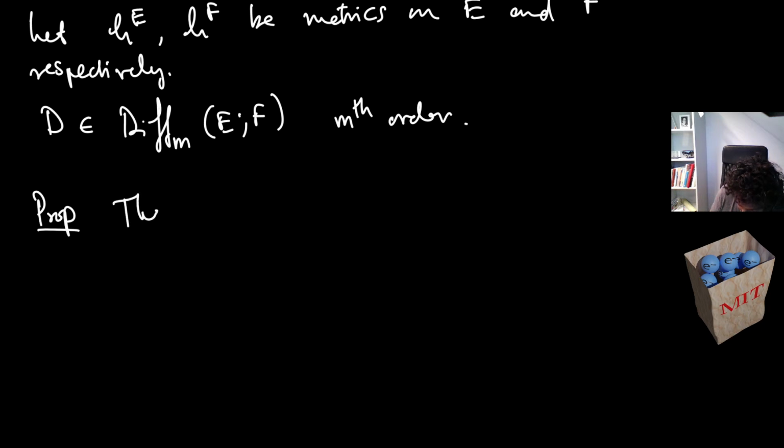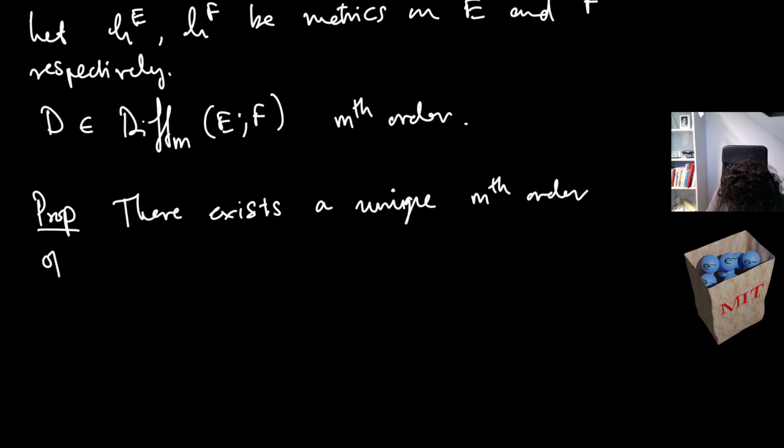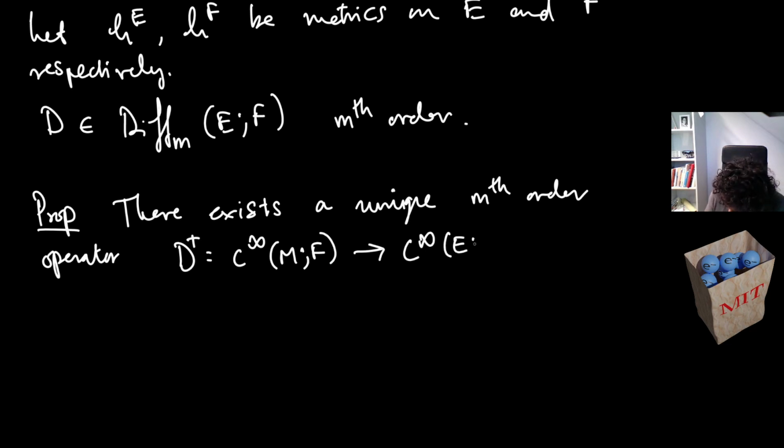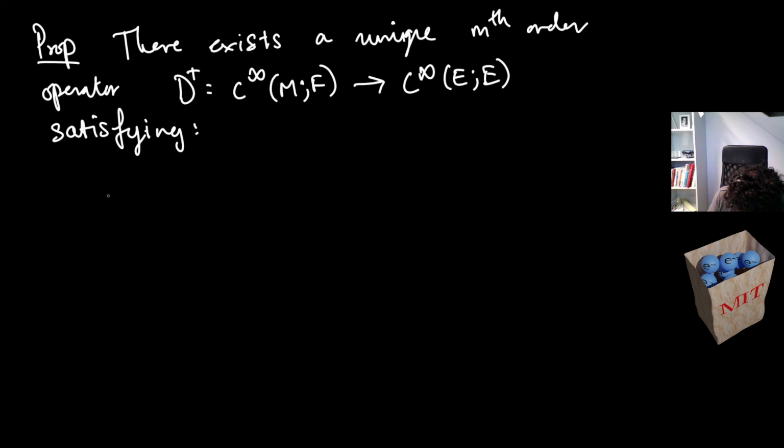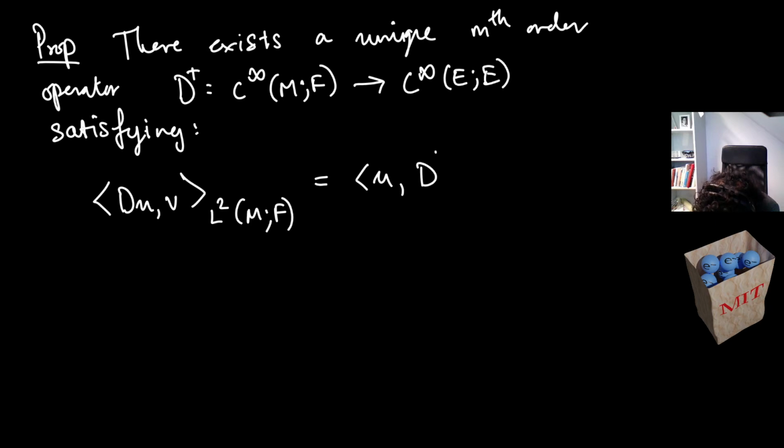Under these conditions, there exists a unique mth order operator D dagger that now takes me from C infinity of F back into E, satisfying the following: that the L2 inner product on F of Du and v is equal to the inner product of u and D dagger v.